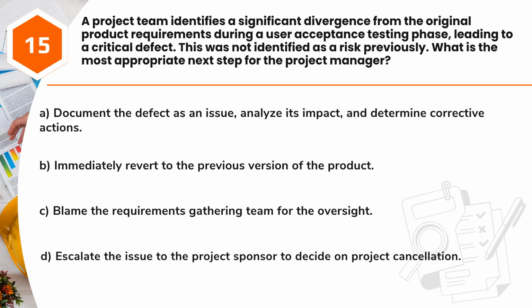Question 15. The project team identifies a significant divergence from the original product requirements during a user acceptance testing phase, leading to a critical defect. This was not identified as a risk previously. What is the most appropriate next step for the project manager? A. Document the defect as an issue, analyze its impact, and determine corrective actions. B. Immediately revert to the previous version of the product. C. Blame the requirements gathering team for the oversight. D. Escalate the issue to the project sponsor to decide on project cancellation.